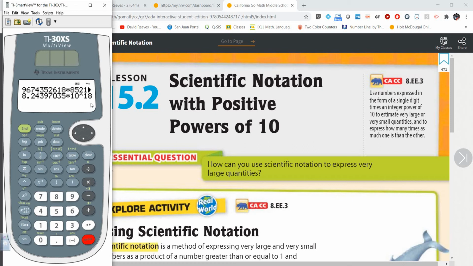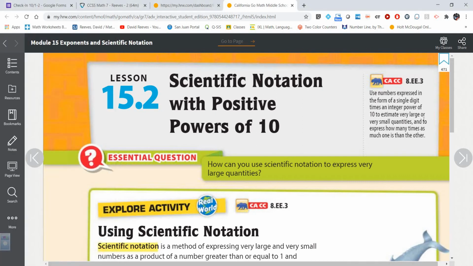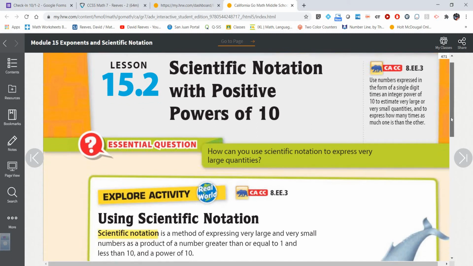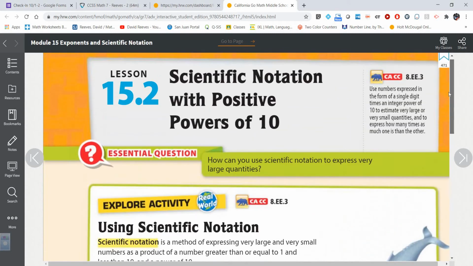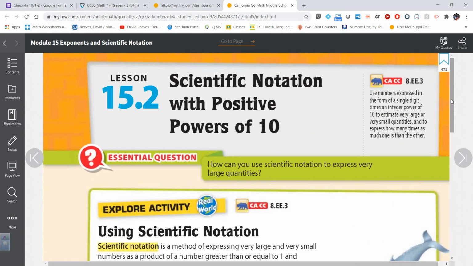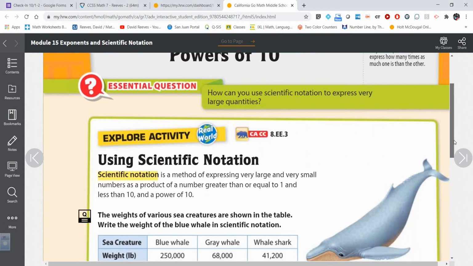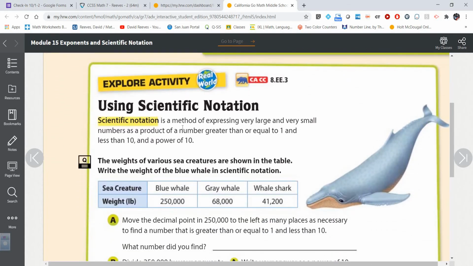All right, people don't like writing out all those zeros or all those place values. So they invented this method of writing numbers called scientific notation. I am in your textbook in lesson 15.2 in the Accelerated Math 7 textbook, and it says scientific notation is a method for expressing very large, that's what we were talking about, but also very small numbers, as a product of a number greater than 1 and less than 10 and a power of 10.